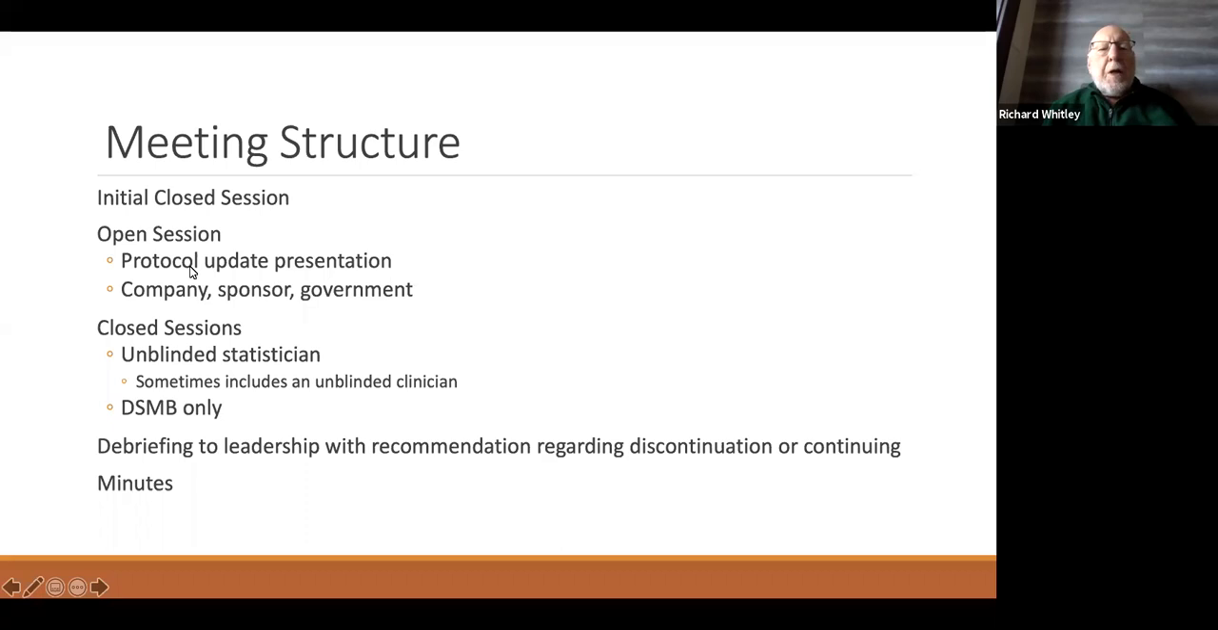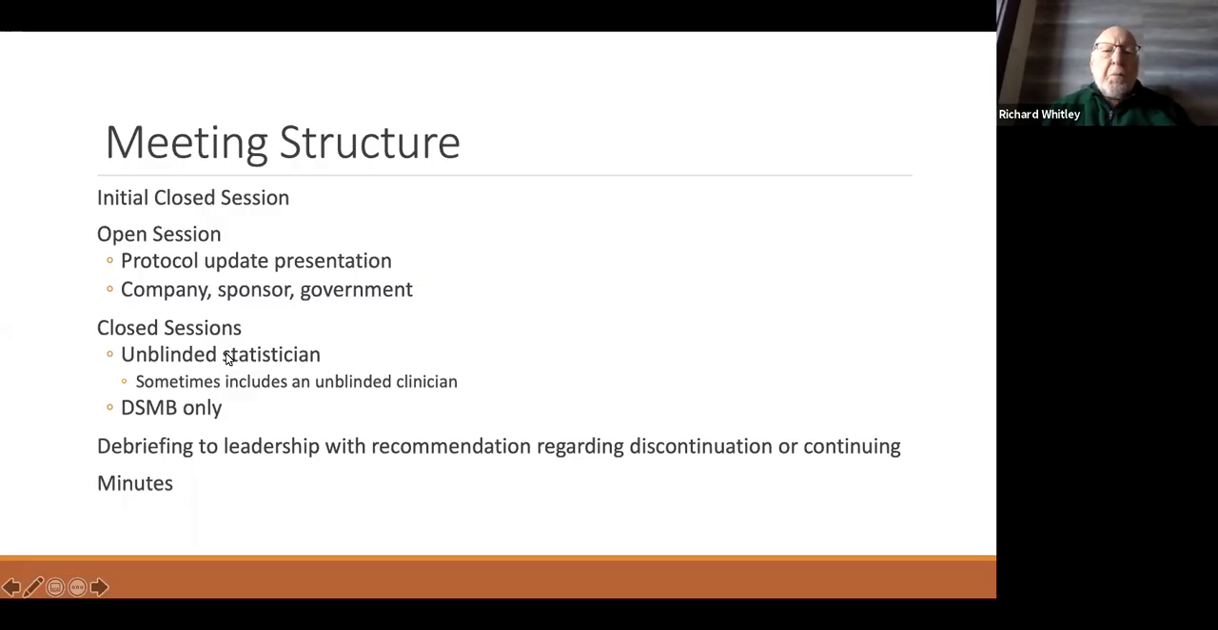Now, the open session is when there is an update of the protocol, and that can be presented by the company, and if not the company, the sponsor, whomever that may be, or even the government, if the government is responsible for the clinical trial. Usually these open sessions last approximately an hour. Then there are two closed sessions.